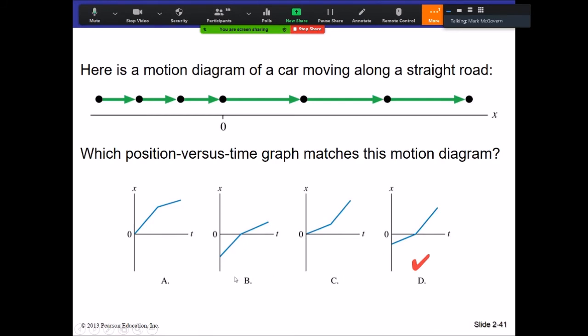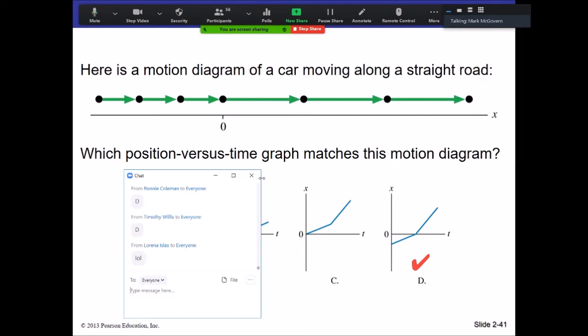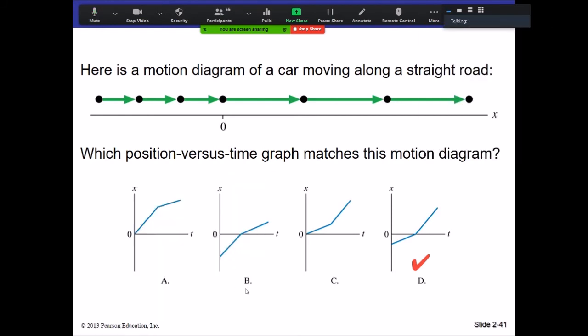Okay, why the others are wrong? A says we start at the origin. We do not. C says we start at the origin. We do not. B. Well, what's the difference between B and D? The speeds are different. B is telling us that we're moving faster to begin with and slower later, where D has that reversed. Slower at first, faster later. And that's what's happening here. We're slower at first and faster later. Excellent.